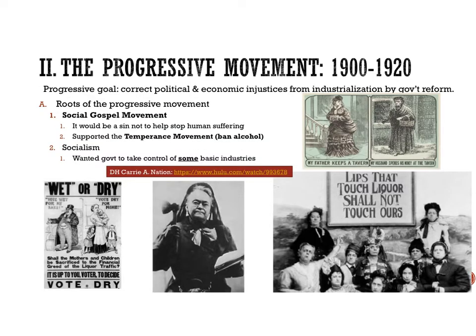So let's talk about some of those progressive ideas. I do want you guys to know the Social Gospel movement, which is like a root or some early beginnings of the progressive movement. It was wealthy Christian people who were behind this, and many Christians and Jews as well. Don't get me wrong, the Social Gospel movement was the idea that Christians and Jews believed that it would be a sin not to stop human suffering.